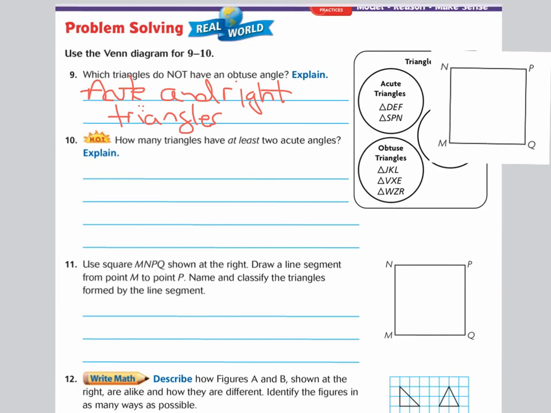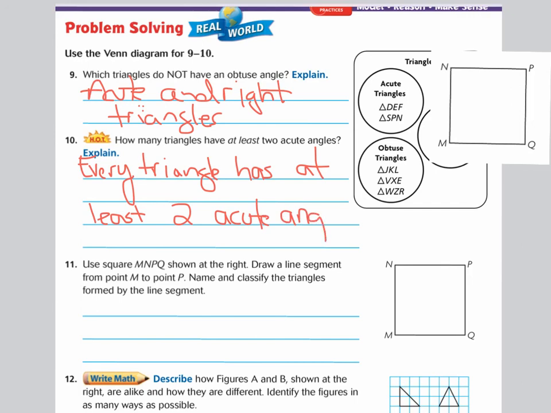Number 10, it says how many triangles have at least 2 acute angles. And I've mentioned this probably 4 or 5 times, and you're probably getting annoyed by me saying it. But every triangle, there, my handwriting's better, right? Every triangle has at least 2 acute angles. Just burn that into your memory.